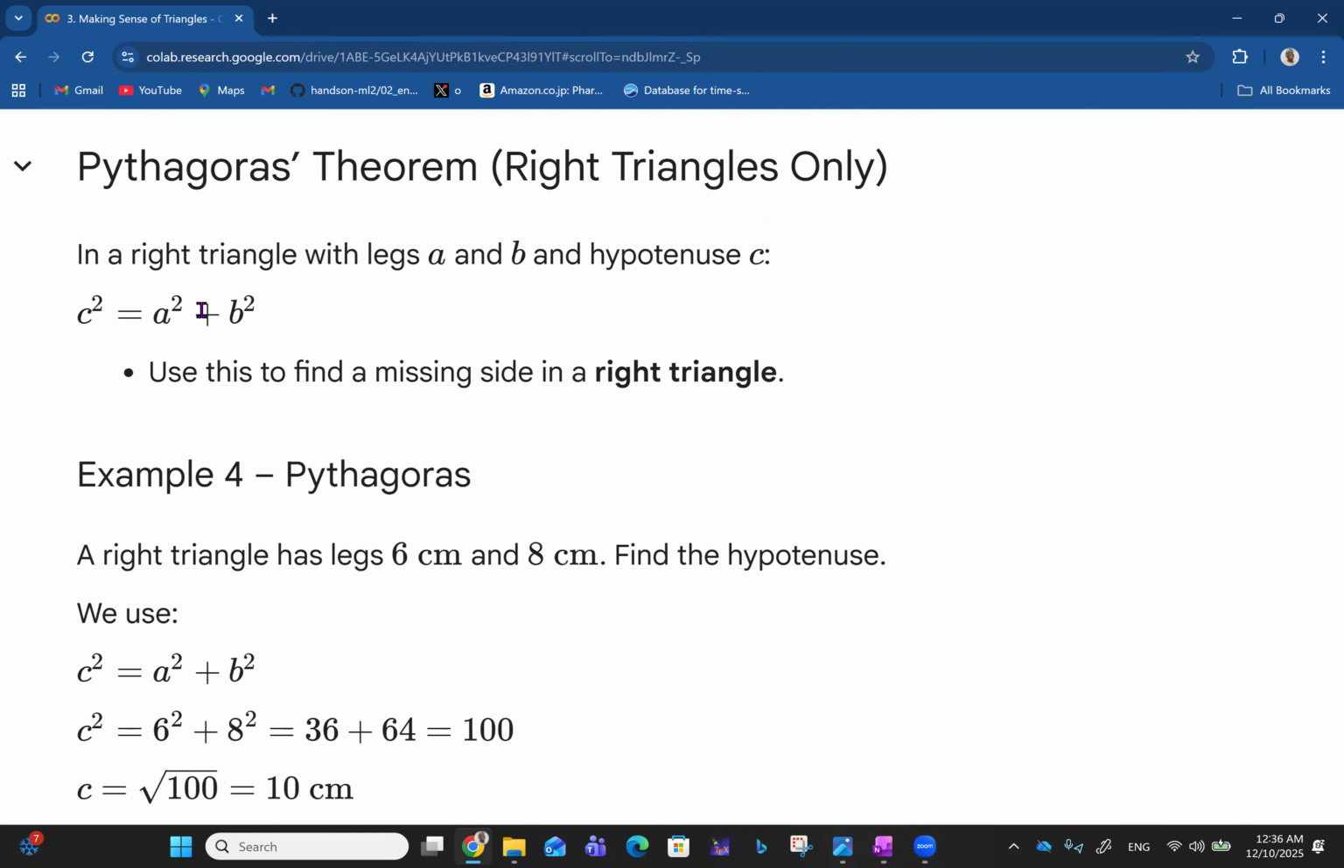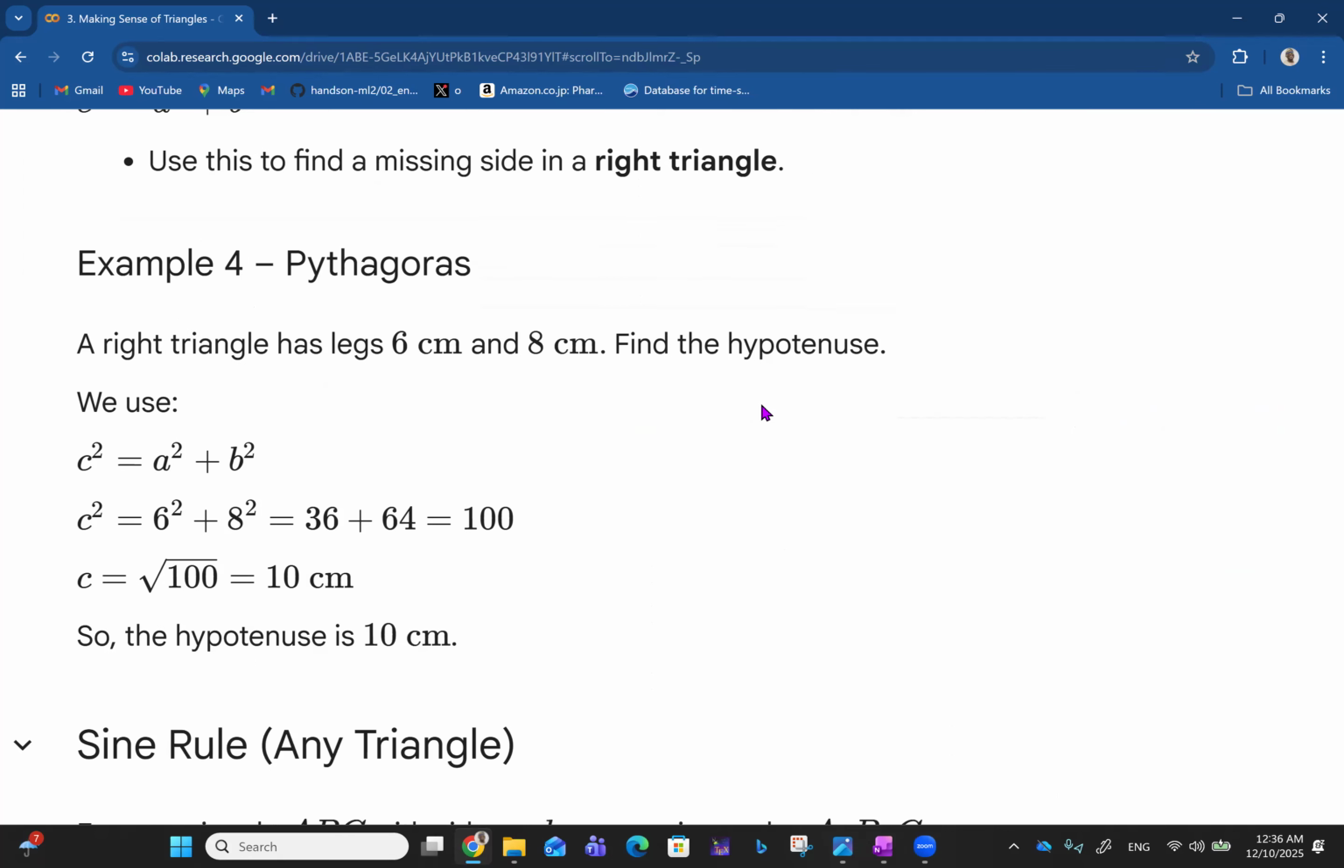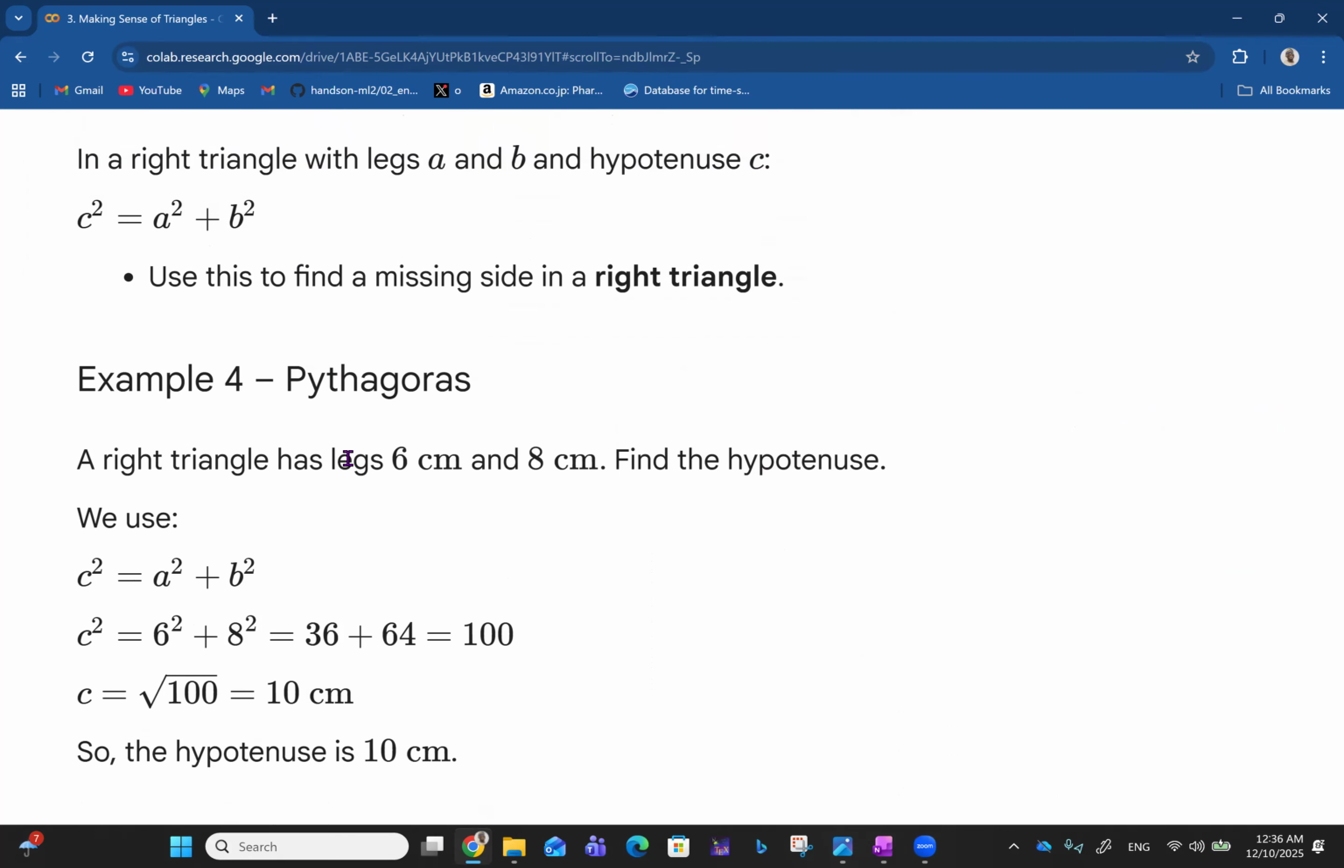In a right-angled triangle with legs A and B and hypotenuse C, C squared is equal to A squared plus B squared. So use this to find the missing side in a right triangle. For instance, a triangle has sides 6 cm and 8 cm. Find the hypotenuse. So we use C squared equals A squared plus B squared. That is C squared equals 6 squared plus 8 squared. That's 36 plus 64, which equals 100. And C is the square root of 100, which is 10 cm. So the hypotenuse is 10 cm.